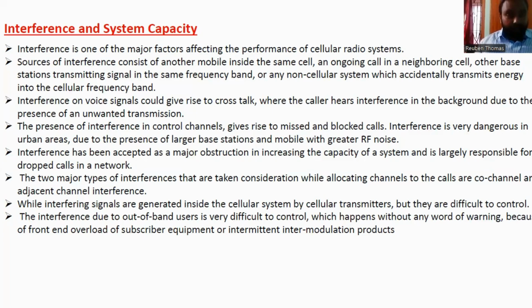Interference is very dangerous in urban areas due to the presence of larger base stations and mobiles with greater amounts of noise. Interference has been accepted as the major obstruction in increasing the capacity of a system and is largely responsible for dropped calls in the network. The two major types of interference taken into consideration while allocating channels to calls are co-channel and adjacent channel interference. While interfering signals generated inside the cellular system by cellular transmitters are difficult to control, interference due to out-of-band users is even more difficult to control, which happens without any word of warning because of frequency overload to subscriber equipment or intermittent intermodulation products.